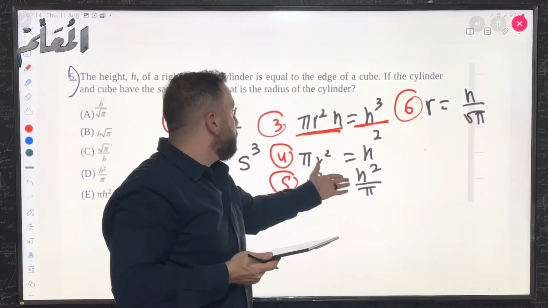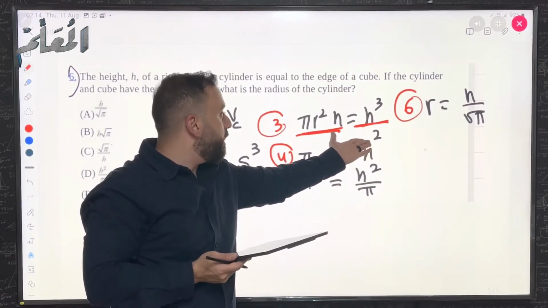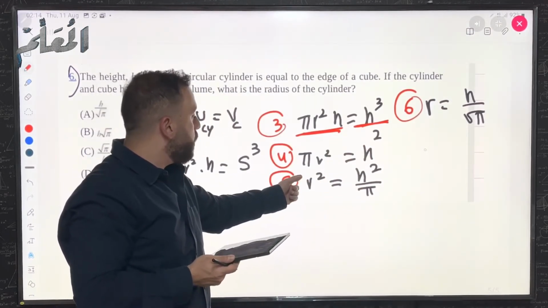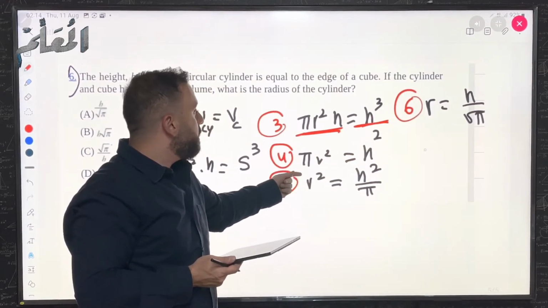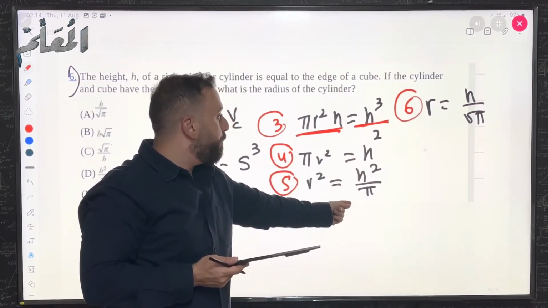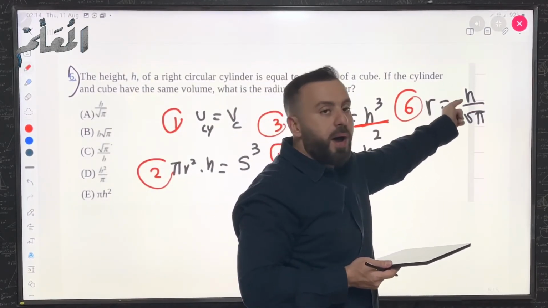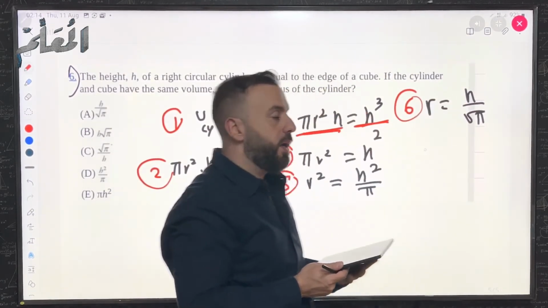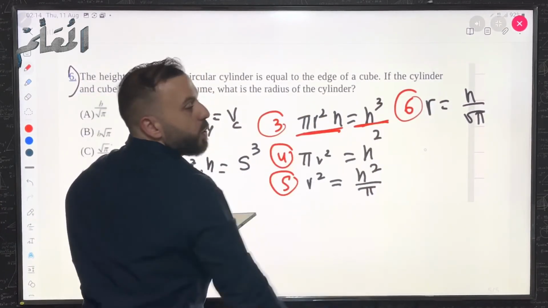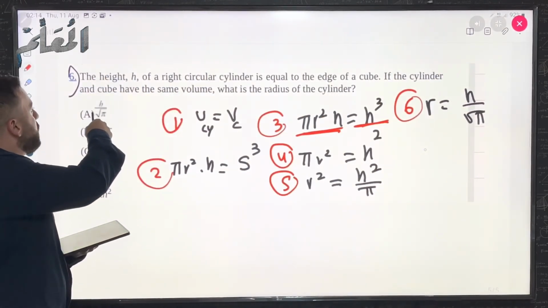We remove the h, pi r squared is equal to h squared. In this case, r squared is equal to h squared over pi. In this case, get the square root at the end. Radius is equal to h over square root of pi. Sorry, I mean h over square root of pi, and that's the choice A.